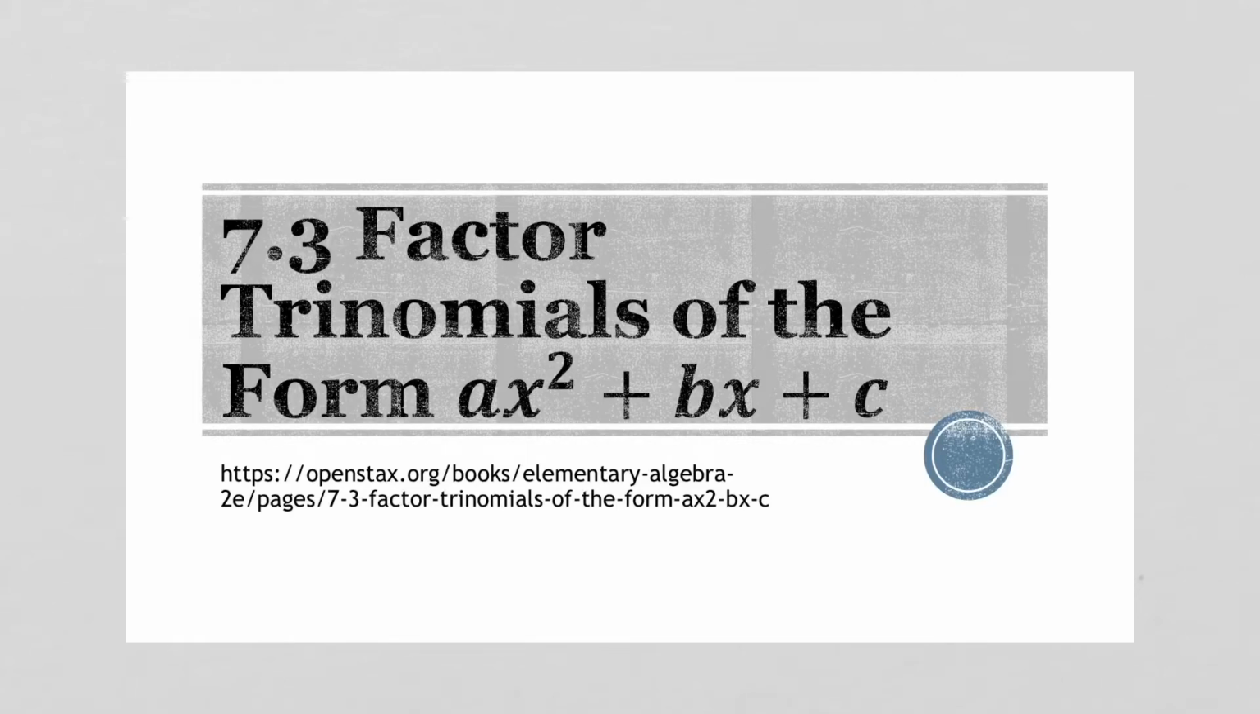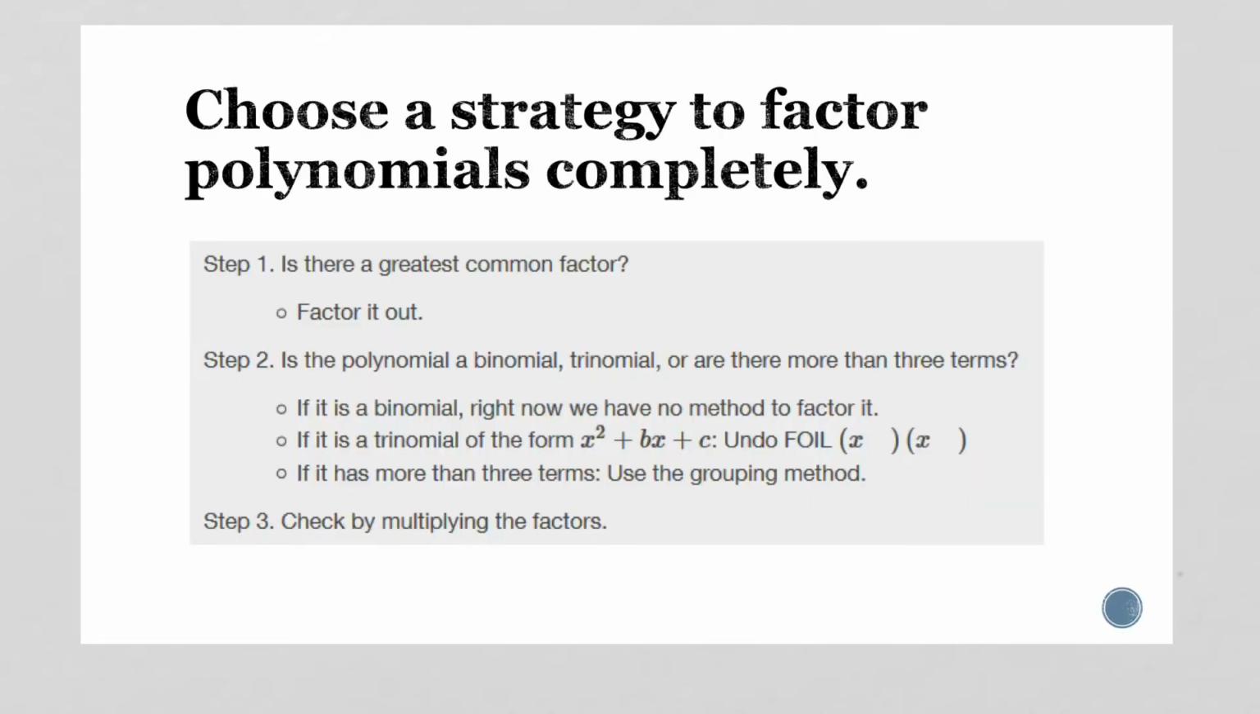All right, so now we're going to factor trinomials where your leading coefficient isn't 1. This page just says choose a strategy to factor a polynomial completely. Step 1 never changes. If you have a greatest common factor, always, always, always factor it out.